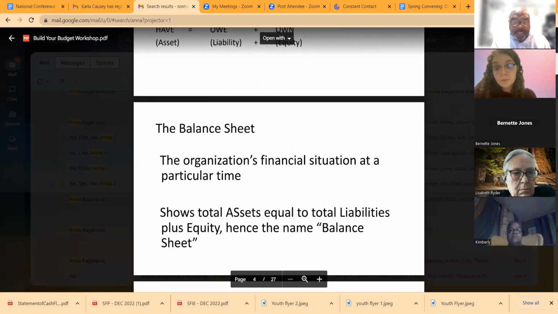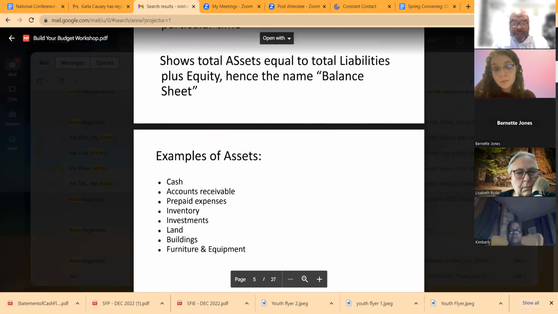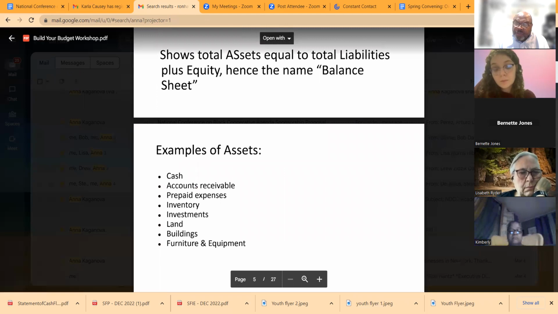Okay. The balance sheet: the organization's financial situation at a particular time. What your balance sheet shows you is where you are financially at a certain point in time with your assets and your liabilities. So it shows the assets equal to total liabilities plus the equity, hence came the name the balance sheet. Examples of assets are cash, accounts receivable, prepaid expenses, inventory, investments, land, building, furniture, and equipment.